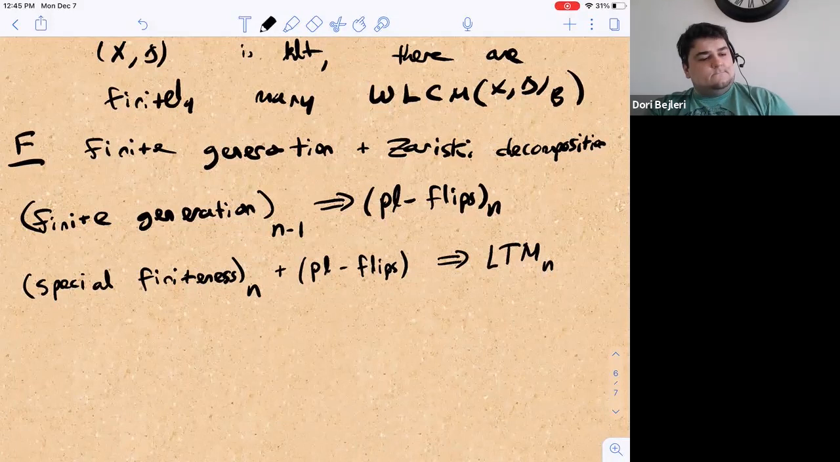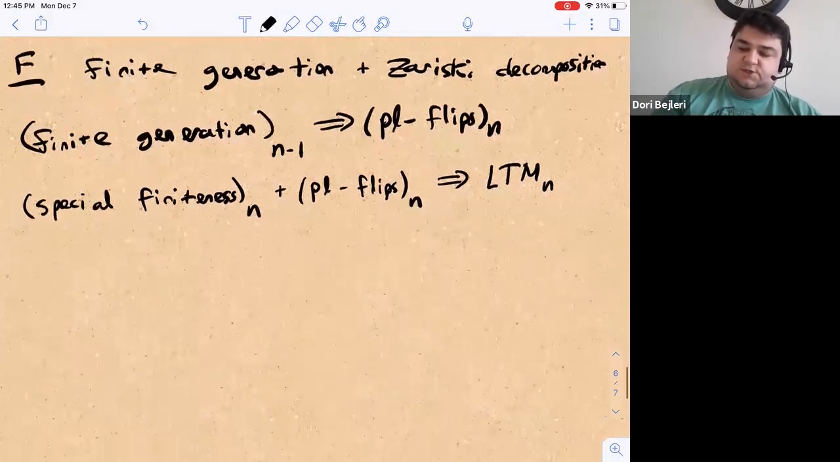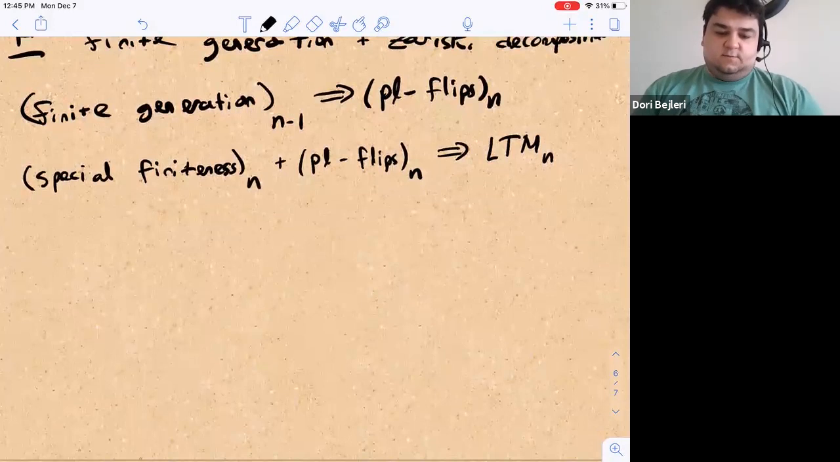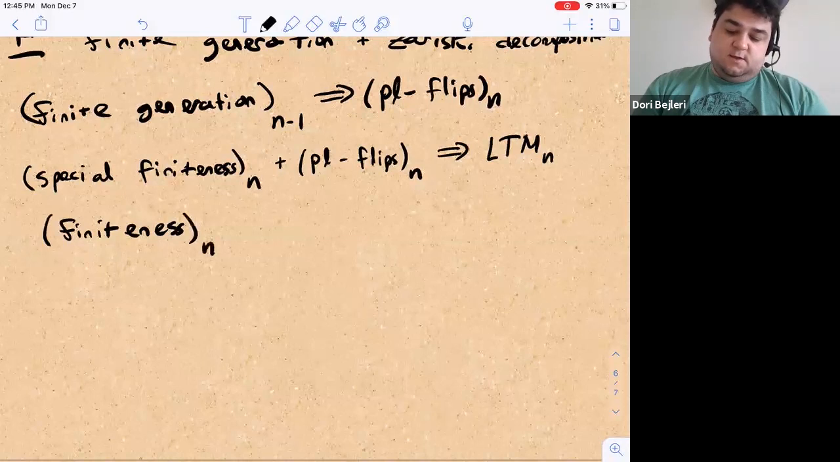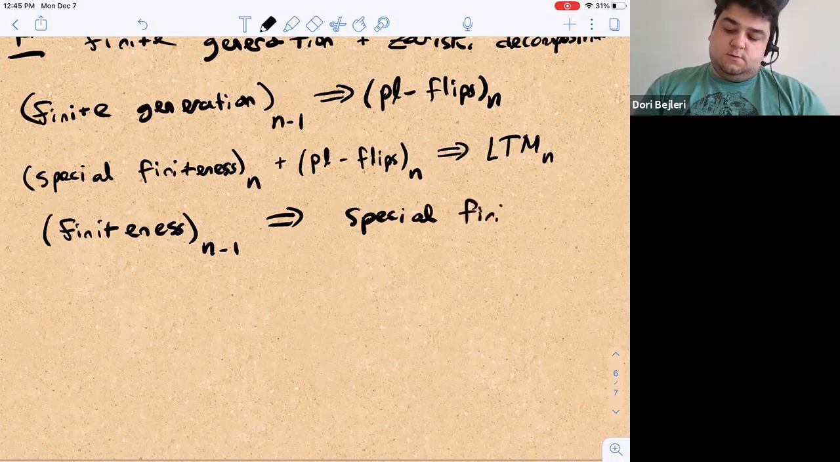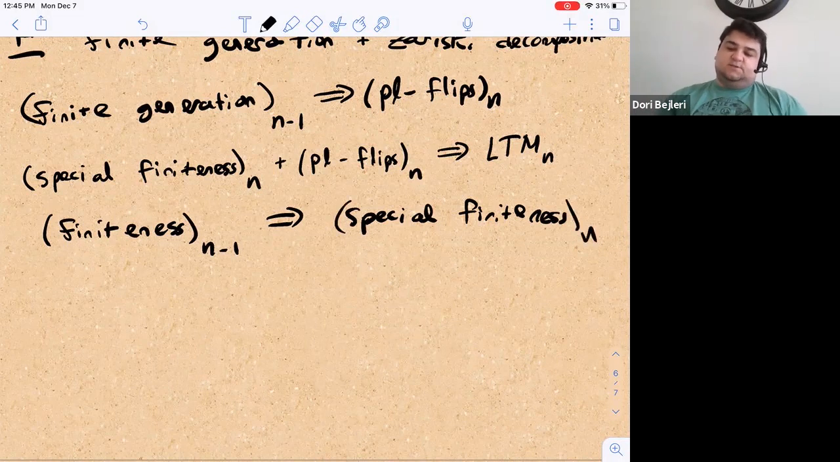I think these should both be n, but I will check after class. And then, finiteness of models in dimension n-1 implies special finiteness in dimension n. So I should say a few words, I guess.